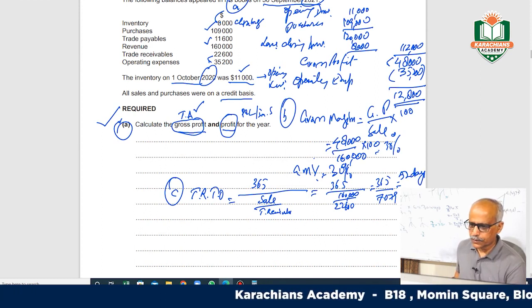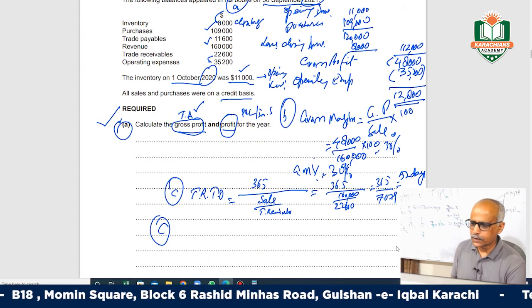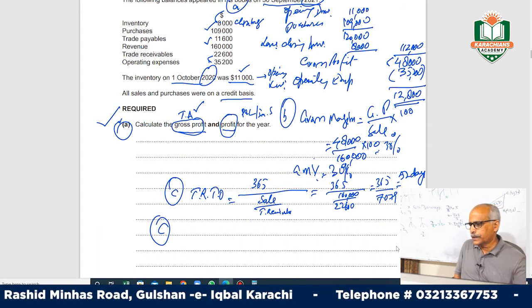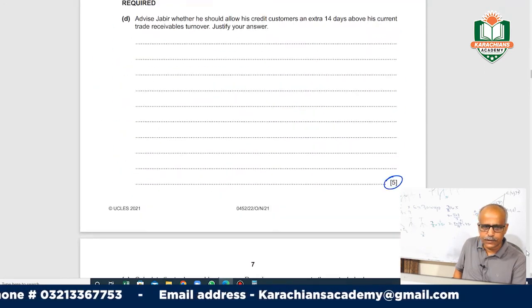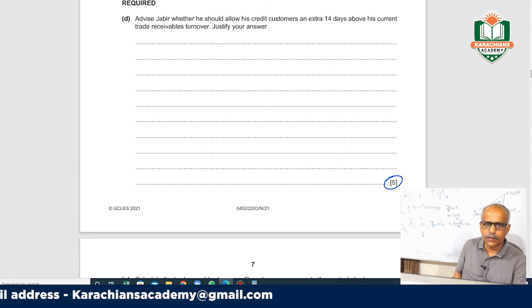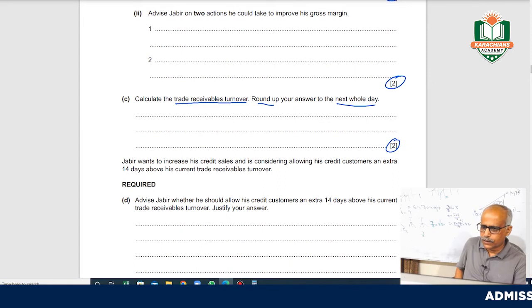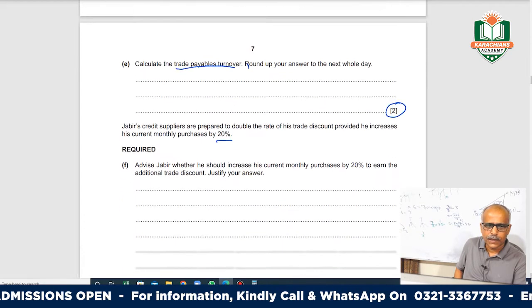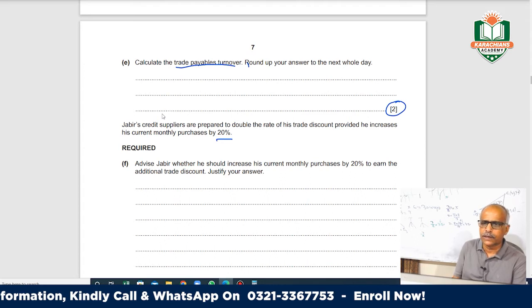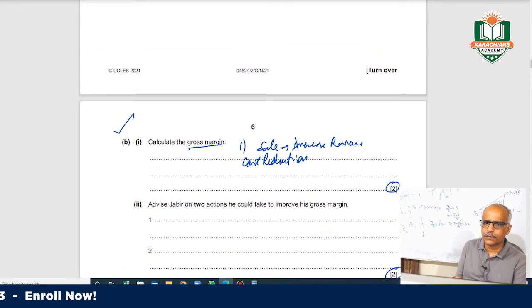Okay. Question number D, we can see what is required in the question in C. They are asking you to provide the trade table. Okay, you can go and see what D is: advised level is 14 days. Calculate receivable turnover. D, we will discuss through the marketing scheme. In E, he is saying to calculate trade credit turnover.